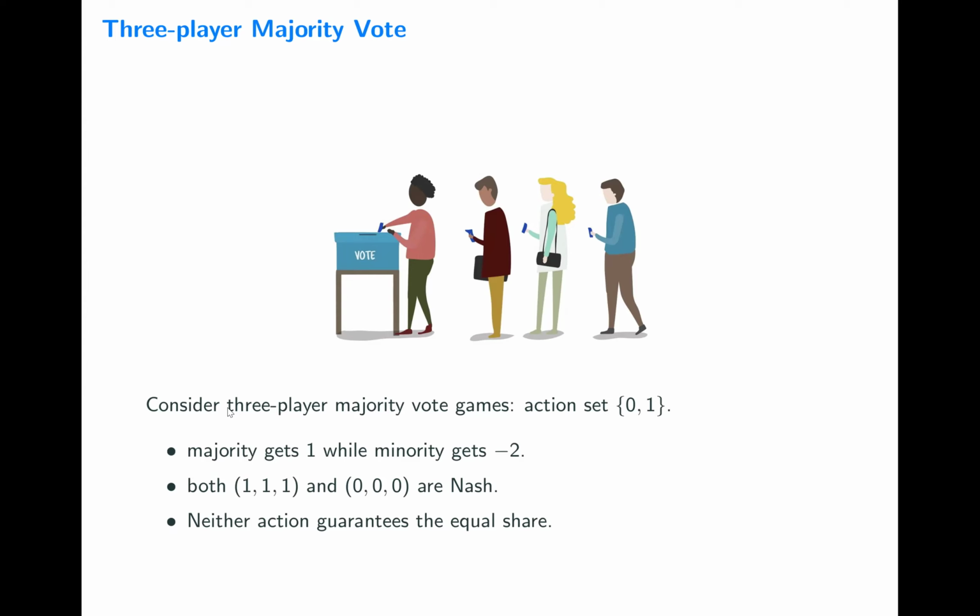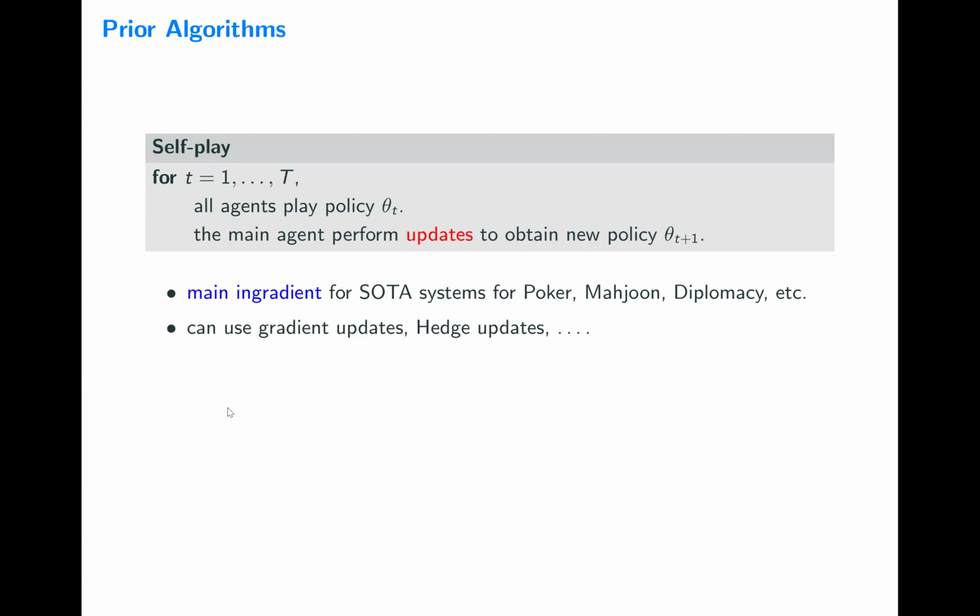Also, I think a lot of previous papers acknowledge that they don't really know what a good solution concept is for this class of game. Nevertheless, this doesn't prevent a lot of prior papers or research groups from developing practical algorithms for solving those games, because those games are actually important. A lot of people care about them, like poker and Mahjong. So they designed an algorithm called the self-play algorithm.